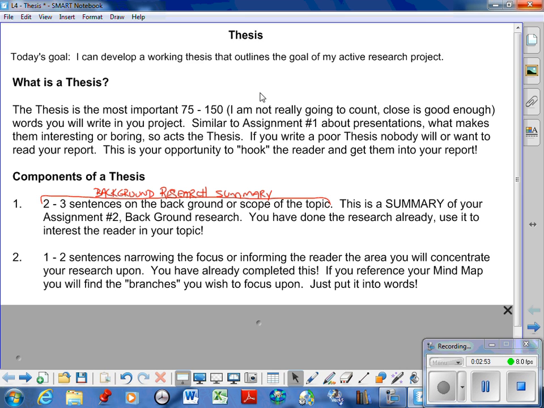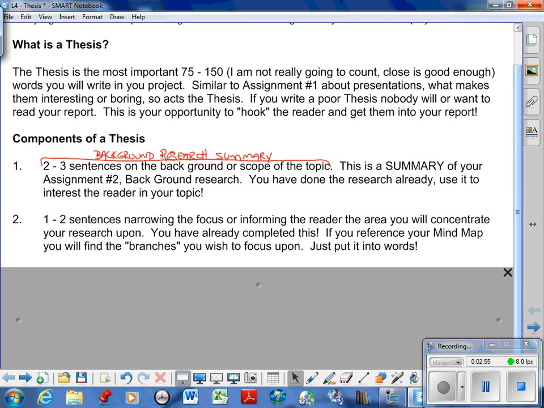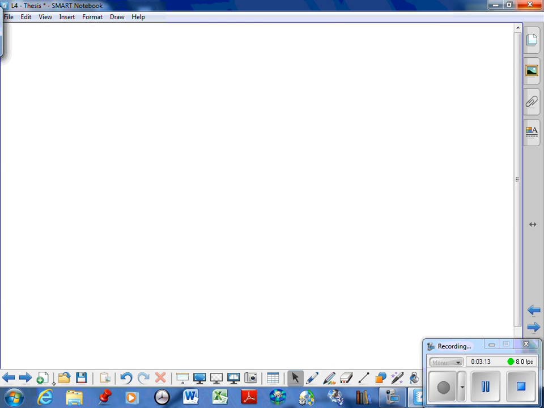Next, after you've got that done, you're going to have 1 or 2 sentences narrowing the focus, telling the reader specifically what you're going to concentrate upon. So you've already done this. If you look at your mind map, you'll find that the branches sort of indicate what you want to focus on. So for example, I'm just going to create a new page for myself here.